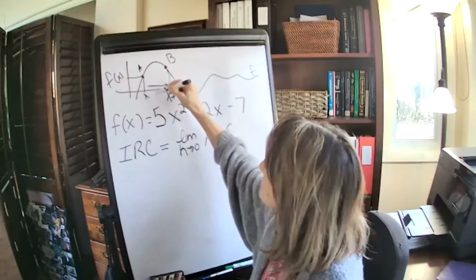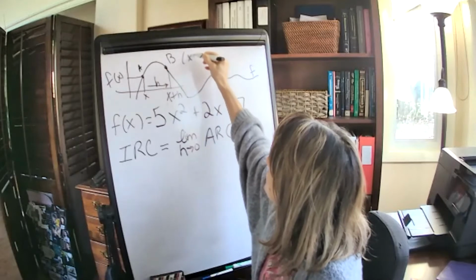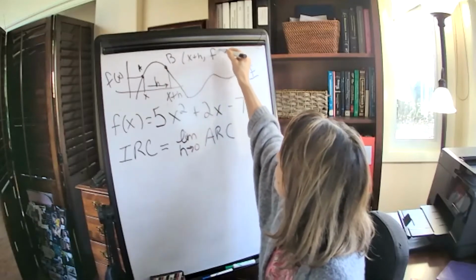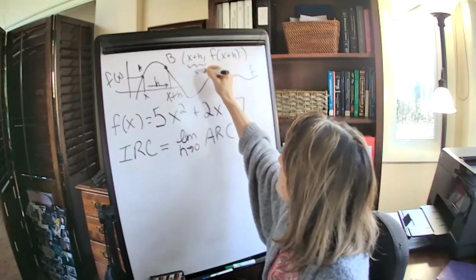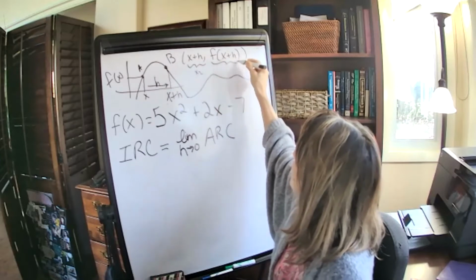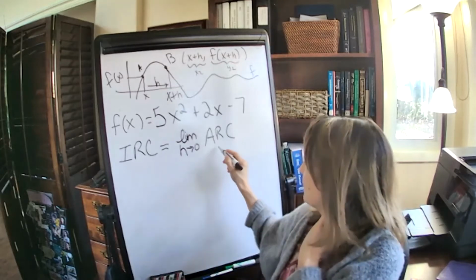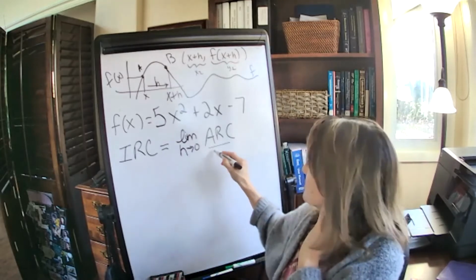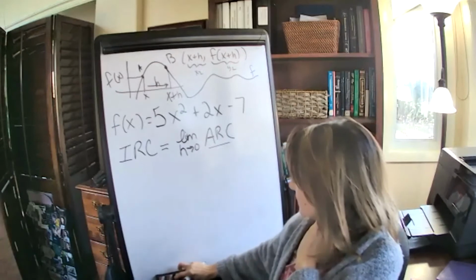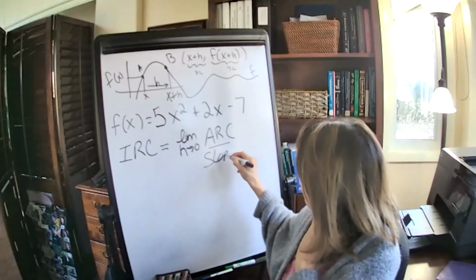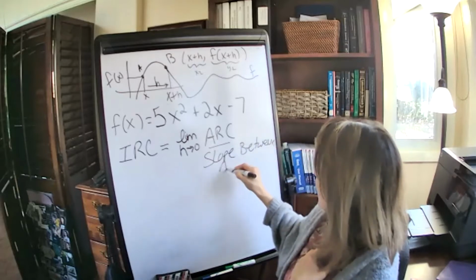So we have a distance on the X-axis of H. And the height, so the point is X plus H is the X coordinate, and the height is F of X plus H. That's the Y coordinate. So this is like X2, and this is like Y2. Okay. So now the average rate of change is the slope. Oops, there I go, writing small. So the slope between those 2 points, A and B.